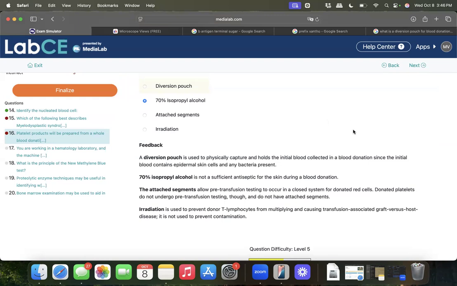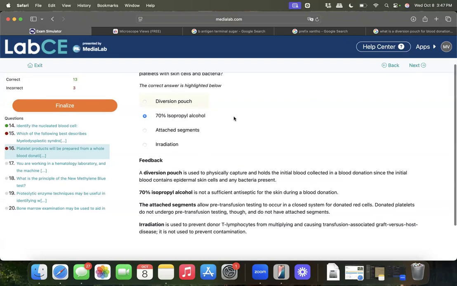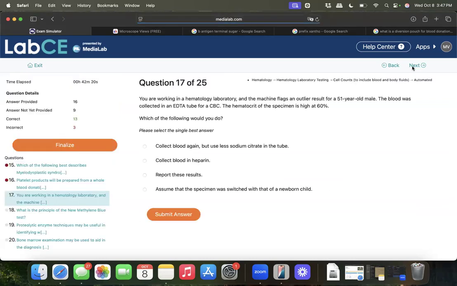And then 70% isopropyl alcohol is not a sufficient antiseptic for skin during blood donation. That's true. I should have known that. You use like an iodine or a chloramphenicol prep. Attached segments allow pre-transfusion testing to occur. Yep, we know that. And then irradiation is used to prevent donor T lymphocytes from multiplying and causing transfusion-associated graft versus host disease. It's not used to prevent contamination. Good job, Nilab and whoever else said diversion pouch, because I didn't know that one, and I'm a blood banker.